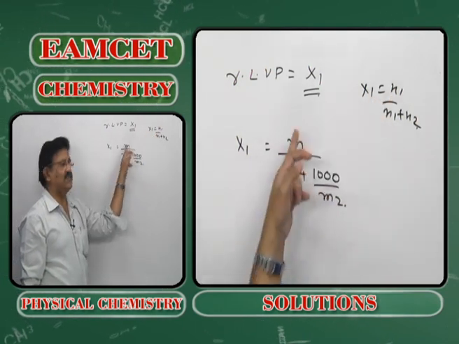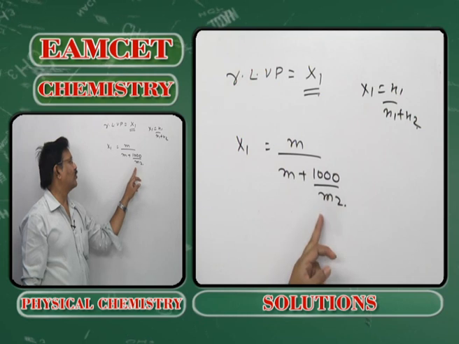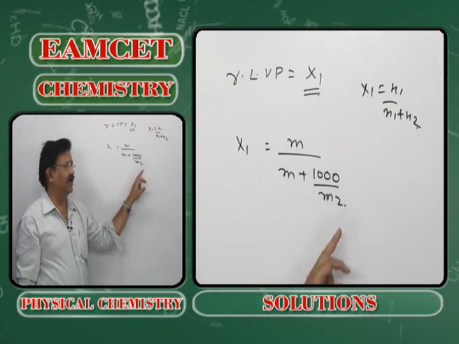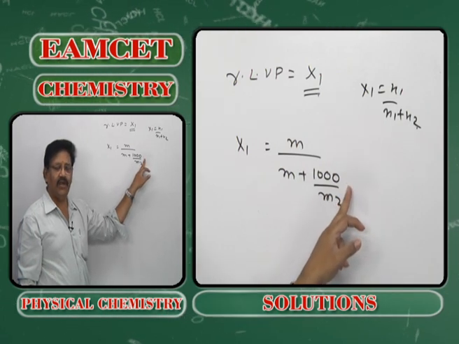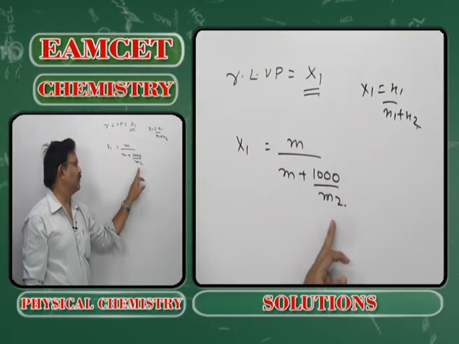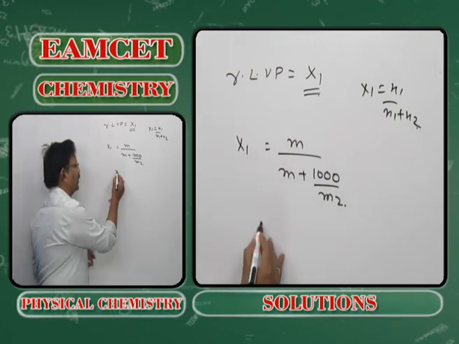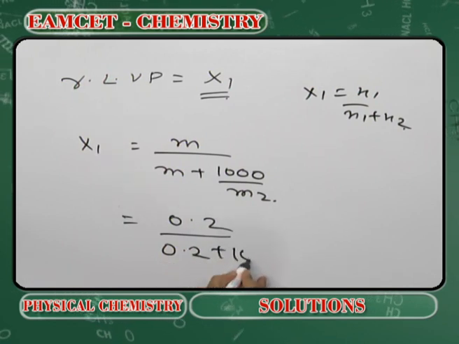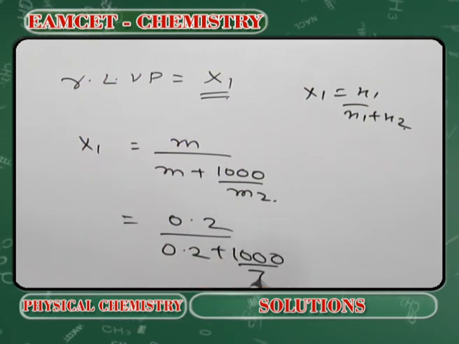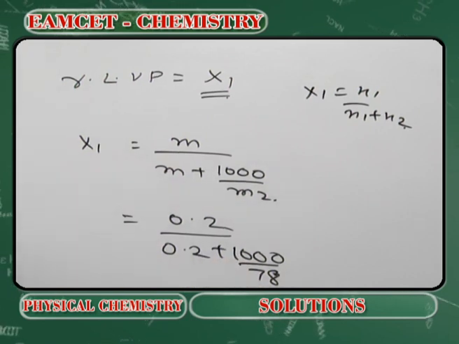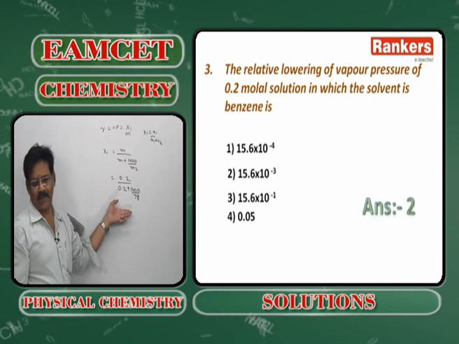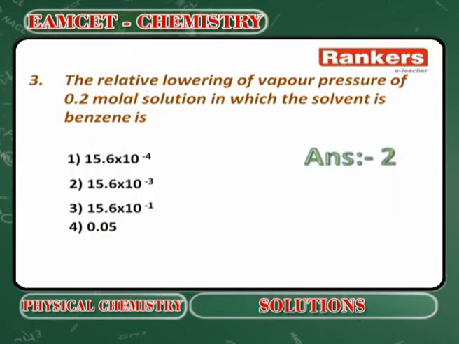So n1 is taken as m, and how to calculate n2? It is the weight of the solvent by the molecular weight of the solvent. When molality is given, the weight of the solvent is 1000 grams by M2. So 0.2 by (0.2 plus 1000 by the molecular weight of the solvent). What is the solvent here? Benzene. Solving, we get option 2 as the answer. Next.